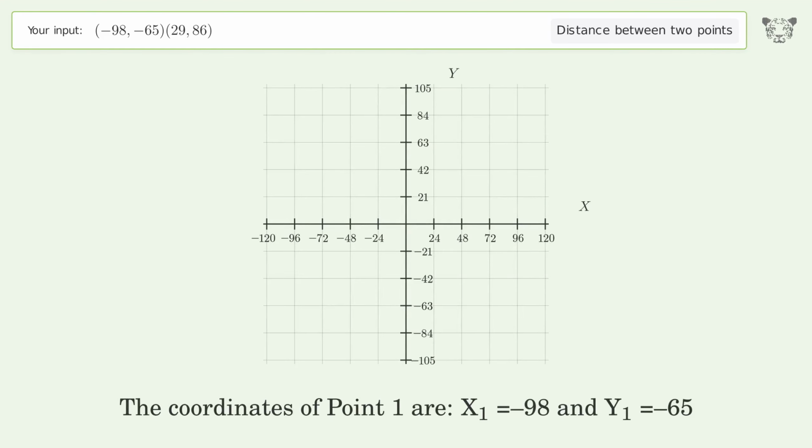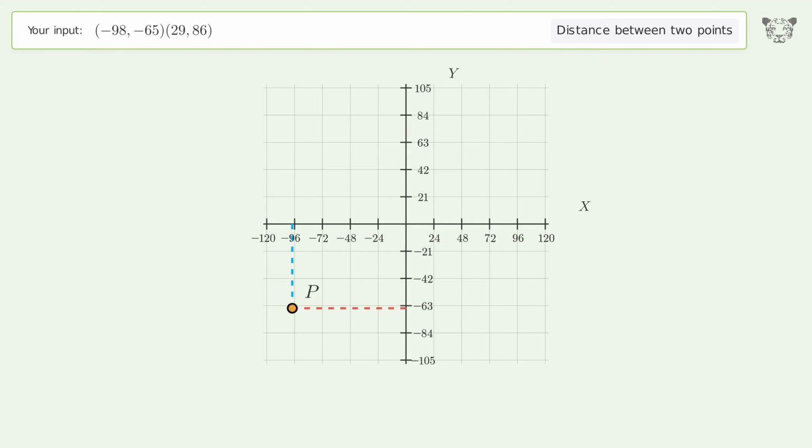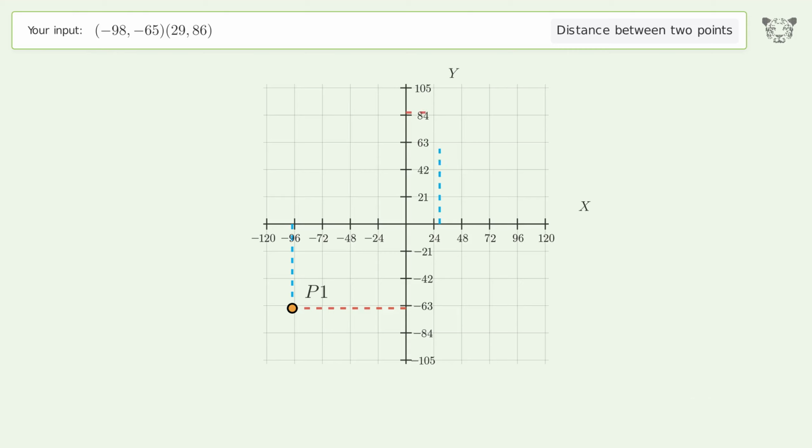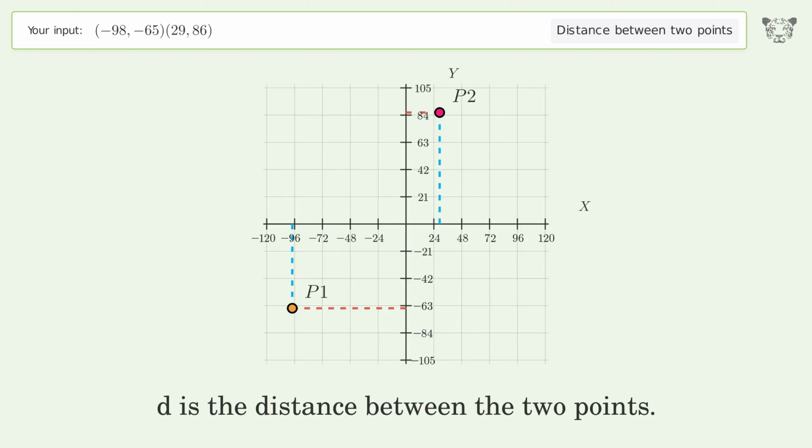The coordinates of point 1 are x1 equals -98 and y1 equals -65. The coordinates of point 2 are x2 equals 29 and y2 equals 86. D is the distance between the 2 points.